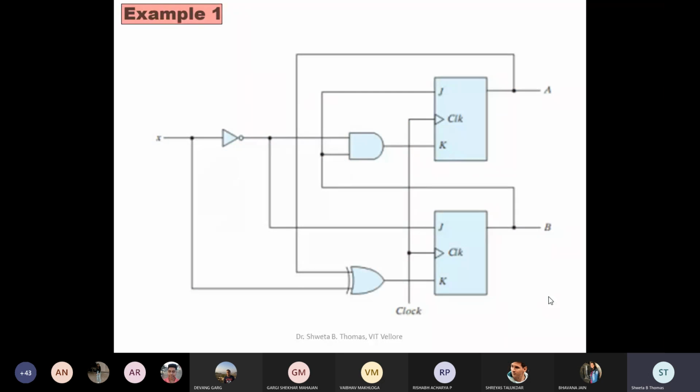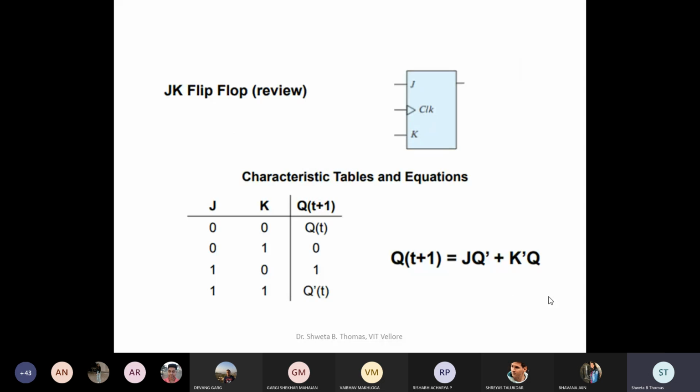We'll take the next question by using JK flip-flop. Okay, so I have not given the detail of this. The gate diagram and everything is given to you. So here, first, we will revise this characteristics table and equation.